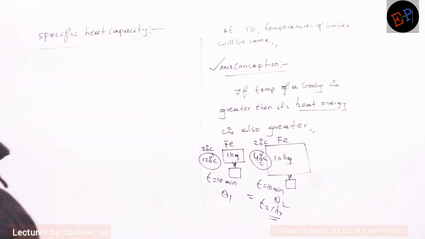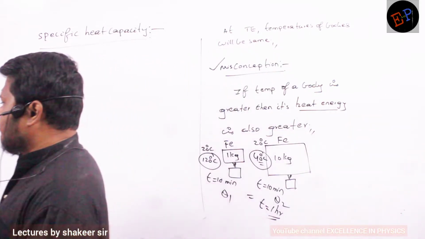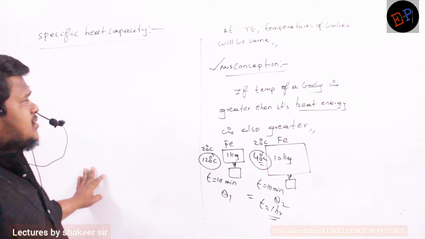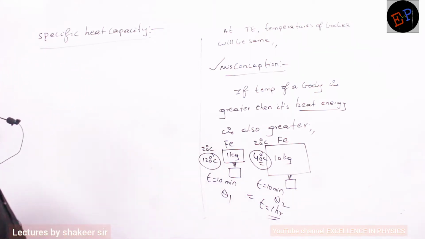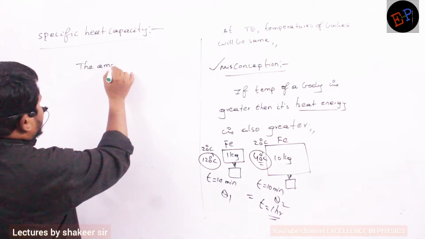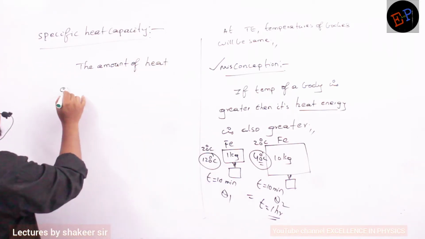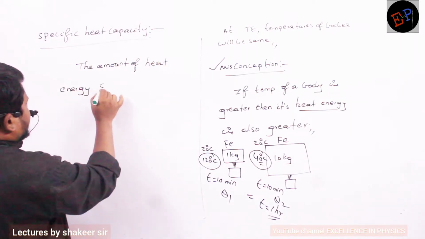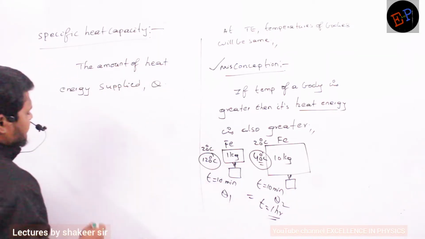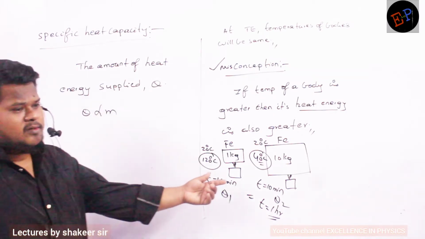Okay, so the next concept which we have to study is specific heat capacity. In this whole chapter of thermal properties, this is the most important concept. Specific heat capacity. Clear? Now see, the amount of heat energy supplied is called Q. And Q is directly proportional to the mass of the body. Just now we have studied, no?